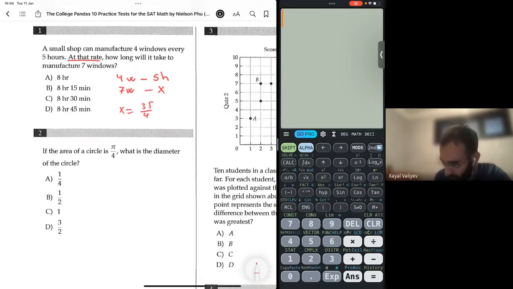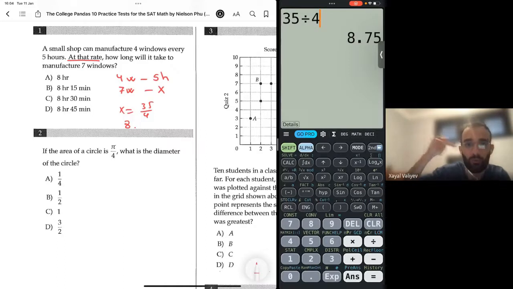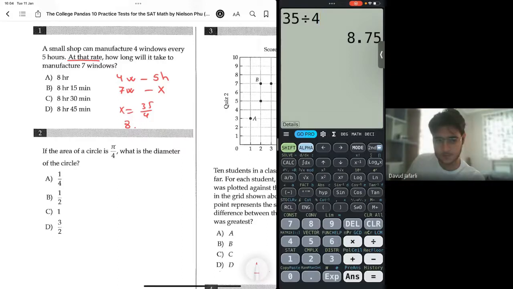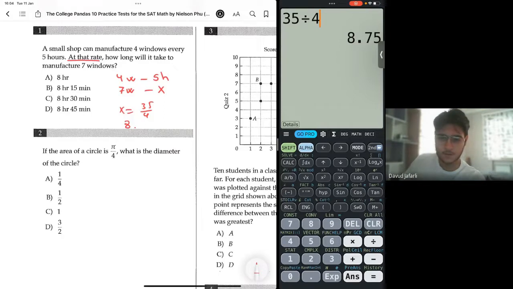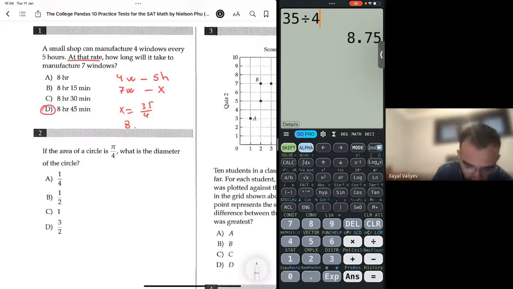But you have to convert it to hours. 35 divided by 4 will give you 8.75 hours. But the .75 needs to be converted to minutes. It is 45 minutes. 8.50 is 8 hours 30 minutes, that's why it's 45 minutes. Yes, that's the correct answer. That means it takes 8 hours, 45 minutes to manufacture 7 windows.